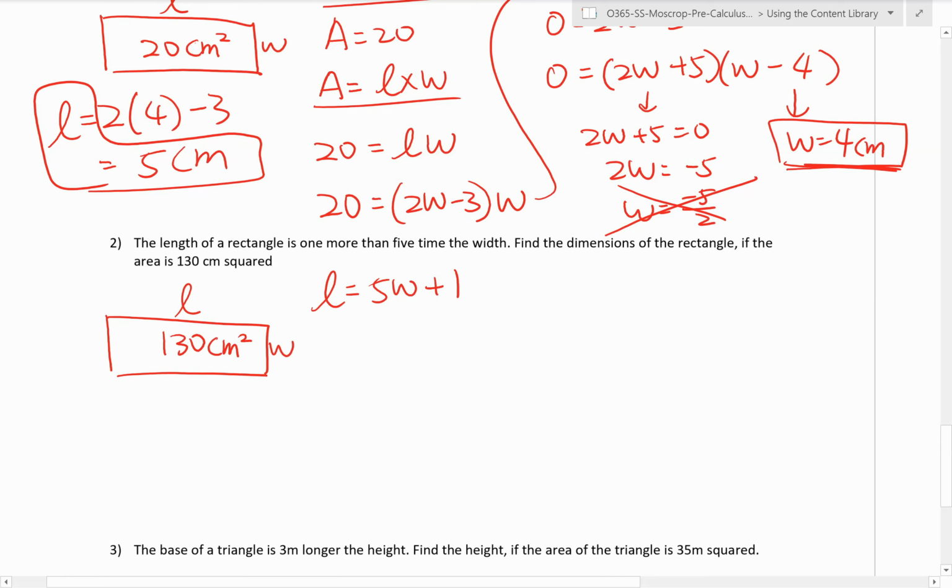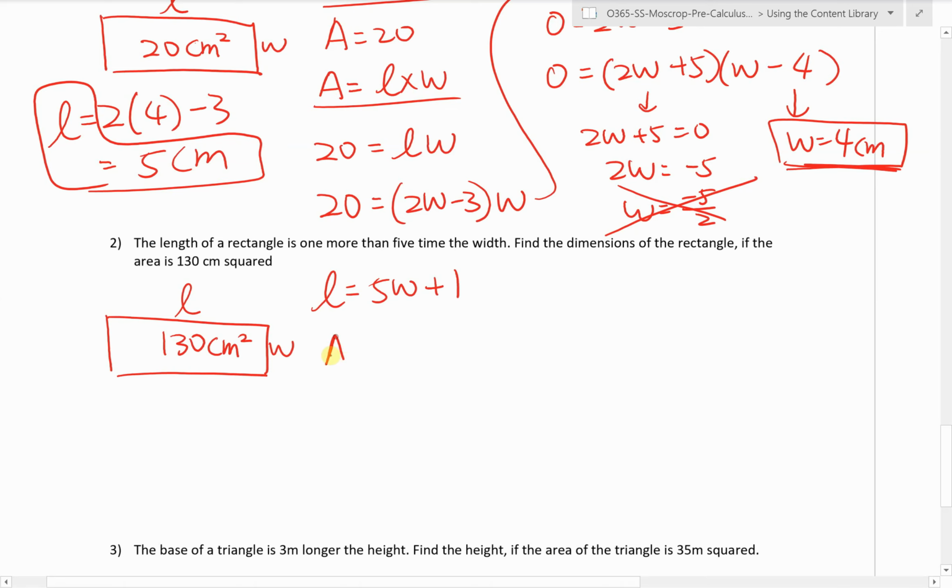Okay, hopefully that's what you have as a setup, right? Length and width. The area is 130. It says the length is 1 more than 5 times the width, so 5w plus 1. Okay, so once you have this, again, you can just follow what I just showed you there.